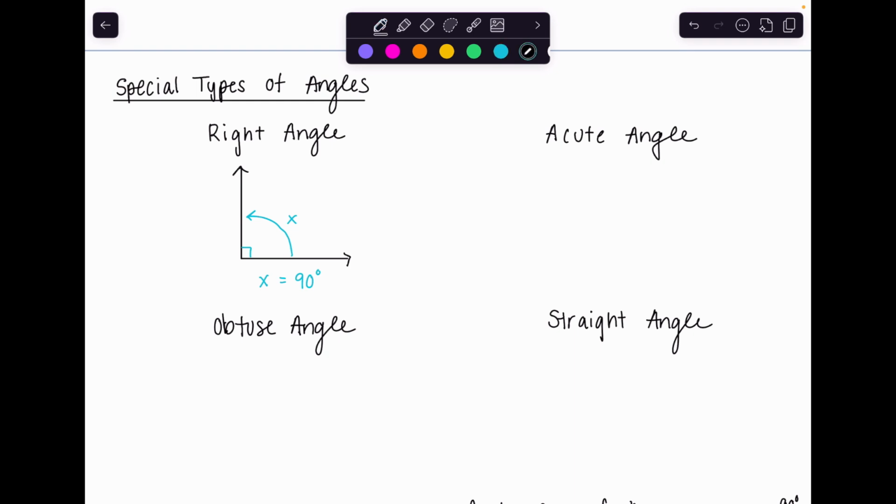An acute angle, you can think of like when you have cute tiny little animals, they're typically tiny. So this is going to be an angle that is smaller than 90 degrees. So again, if this is X, it's definitely bigger than 0 degrees, but it is smaller than a right angle.